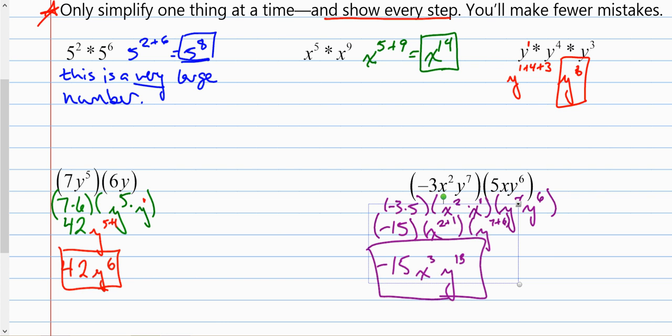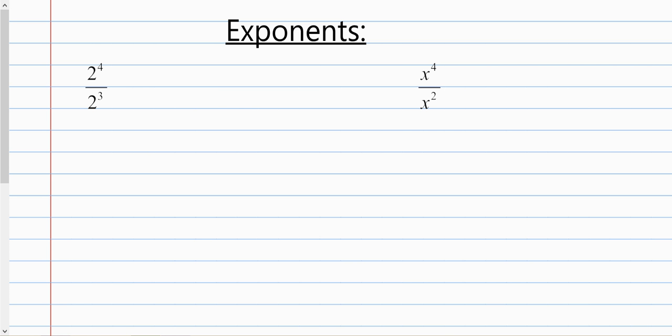We have another rule to discover. So what if instead I had two things that were divided, same base, but I'm dividing them? So we're going to develop this rule. 2 times 2 times 2 times 2. There's my 2 to the 4th. And then 2 times 2 times 2. There's my 2 to the 3rd.